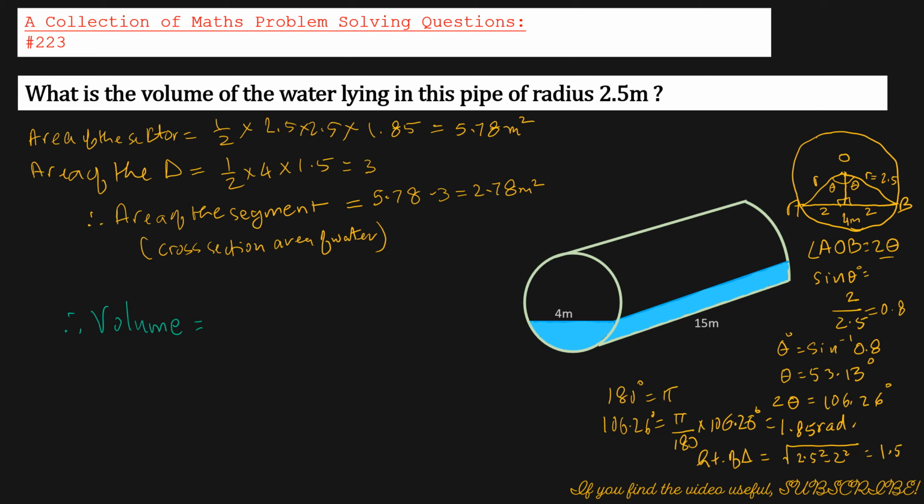So therefore the volume of the water would be 2.78 multiplied by 15, and that is equal to 41.7 meter cube, and that's the answer.